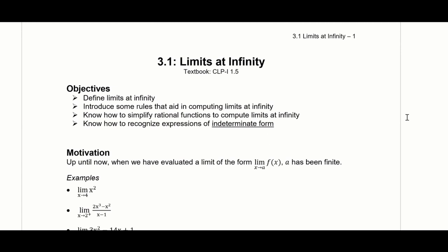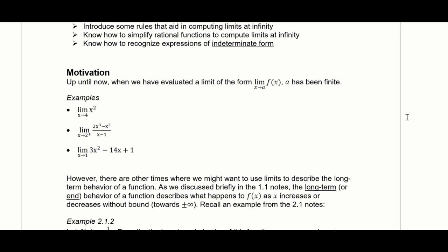All right, so to get us started, it helps to think about what we've been talking about up until this point. We've been dealing, of course, a lot with limits, and up until now, every time we've evaluated a limit of this form, the limit as x goes to a of some function, a has been finite. So it's been some number like 4 or 2 or 1. Even in cases where we've been dealing with, say, one-sided limits, it's been evaluating the limit as x goes to 2 from the right, or 5 from the left, or something like that. They've all been finite.